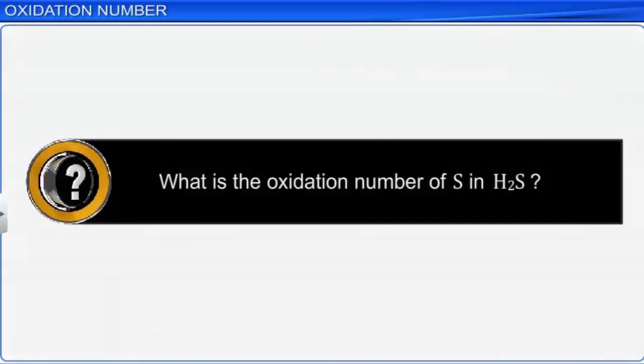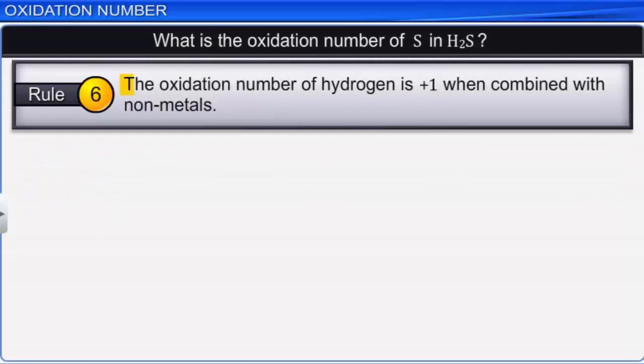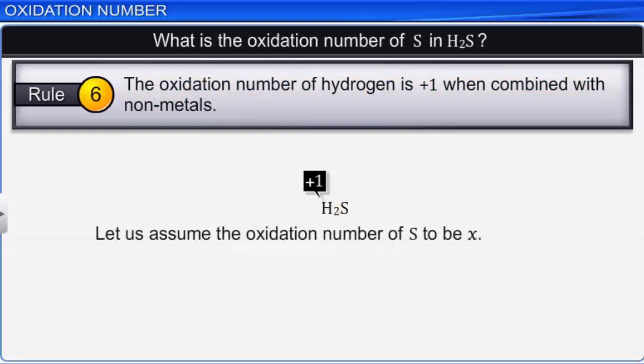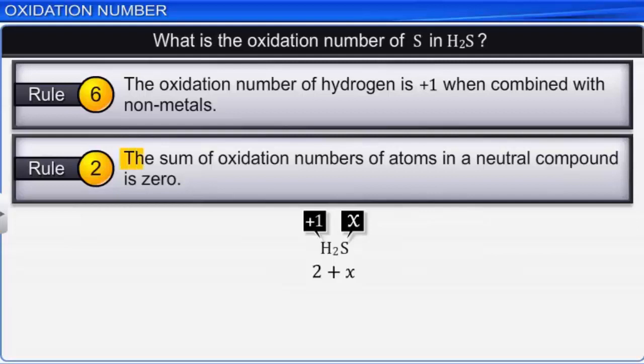Now, let's apply what we have learnt and determine the oxidation number of sulfur in hydrogen sulfide. According to Rule 6, the oxidation number of hydrogen is +1 when combined with nonmetals. In this case, sulfur. Let us assume the oxidation number of sulfur to be x. We will write the oxidation numbers of the atoms above the chemical symbols. If we calculate the sum of the oxidation numbers of the atoms, we get the result as shown here. According to Rule 2, the sum of oxidation numbers of atoms in a neutral compound is 0. Therefore, we will add 0 to the equation. As per the equation, the oxidation number of sulfur in hydrogen sulfide is -2.